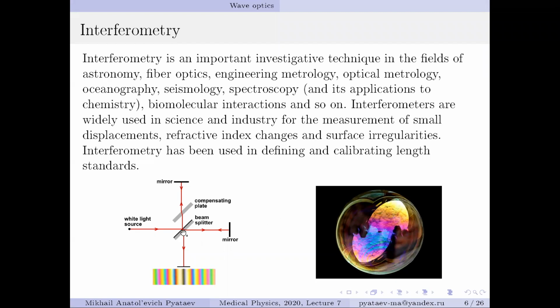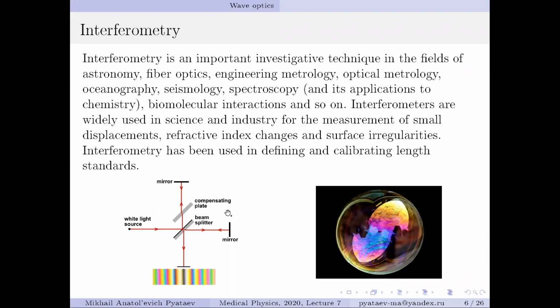So the meter is defined as some number of wavelengths of some sort of radiation. And to obtain this length, one needs an interferometric scheme.